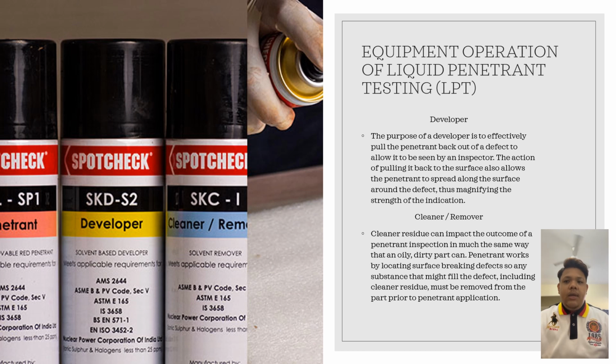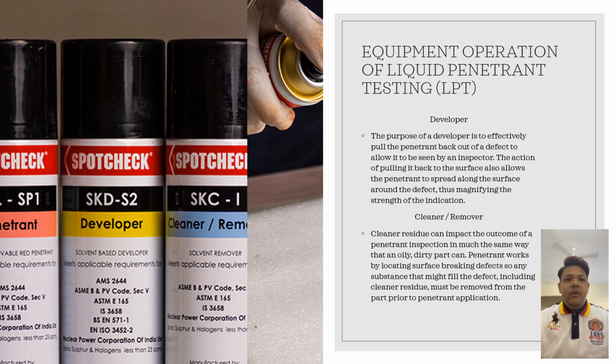And next we have cleaner or remover. Cleaner residue can impact the outcome of the penetrant inspection in much the same way that an oily, dirty part can. Penetrant works by locating surface-breaking defects, so any substance that might fill the defect, including cleaner residue, must be removed from the part prior to penetrant application. So these are all the equipment that we use in the operation.